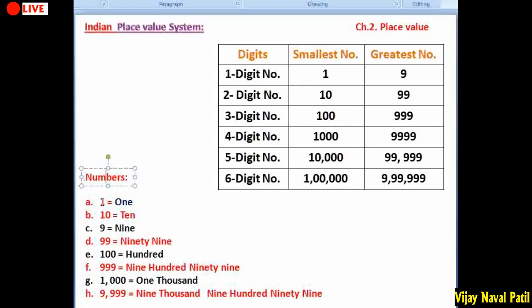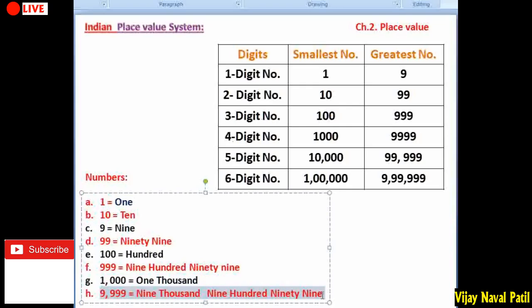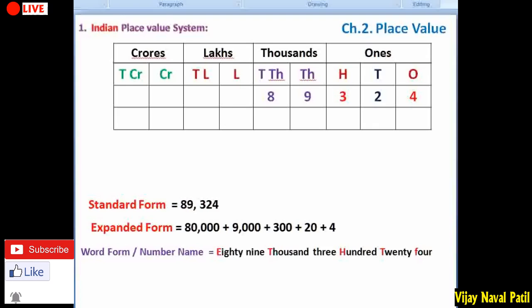Single digit number, that we read as 1. Okay? Then greatest one digit number 9, then smallest two digit number 10, then greatest two digit number 99, then smallest three digit number 100, then greatest three digit number 999, then smallest four digit number 1000, and greatest four digit number 9999, and so on. It will go ahead. Okay? Then we will see the next slide.